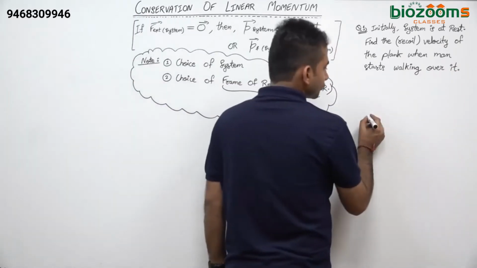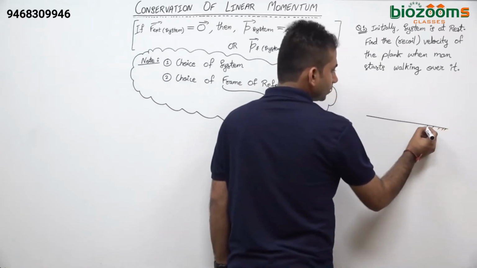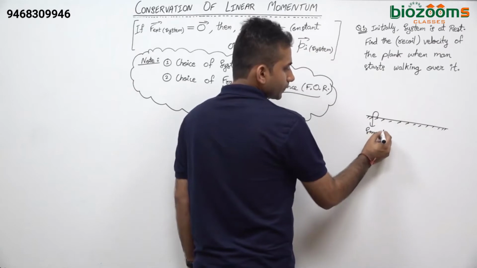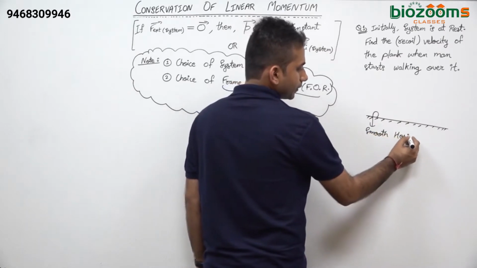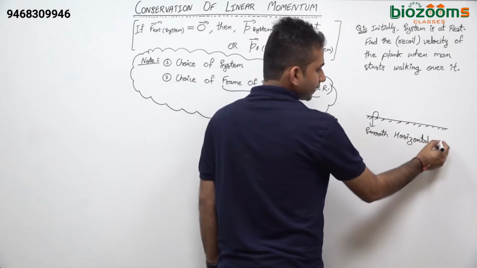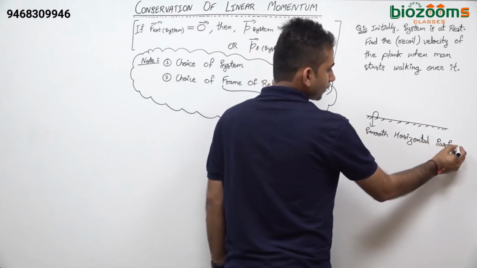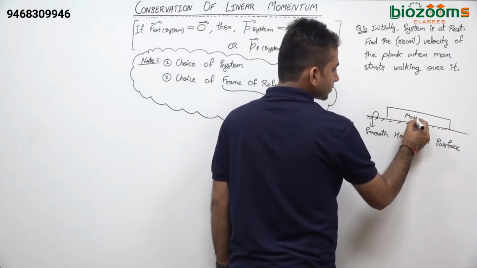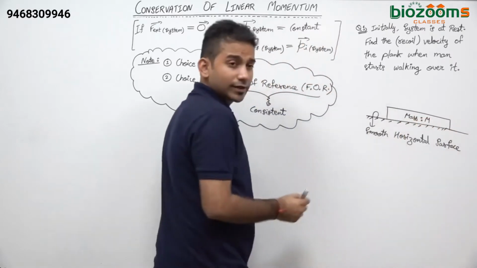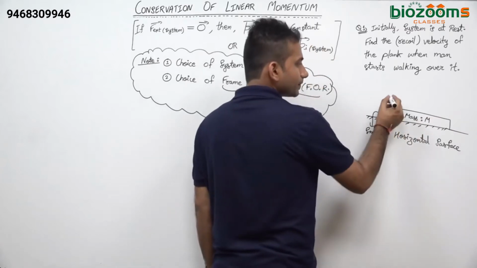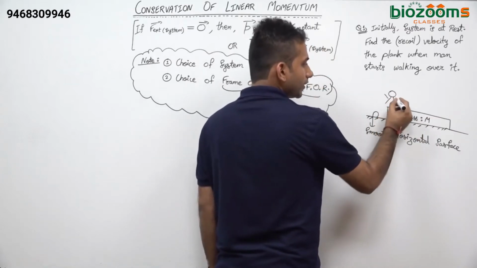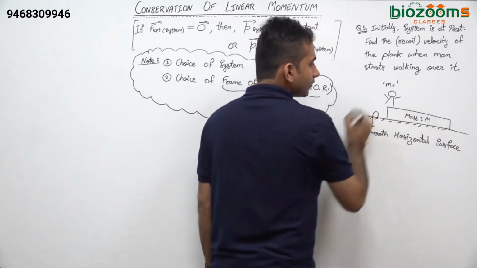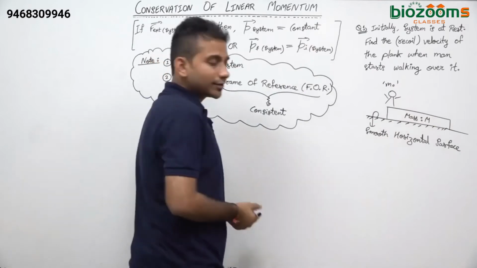Let us try to understand the situation diagrammatically. It is already mentioned in the problem. Now there is a smooth horizontal surface over which a plank of mass capital M is kept initially at rest, and a man is standing over one side of the plank, and the man has a mass m0. It was also initially at rest.